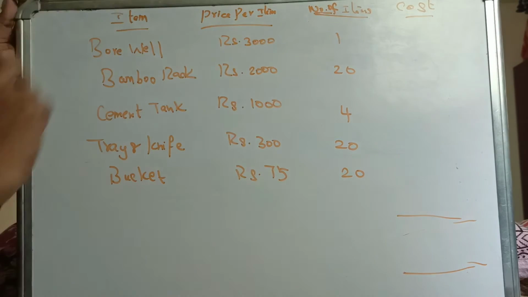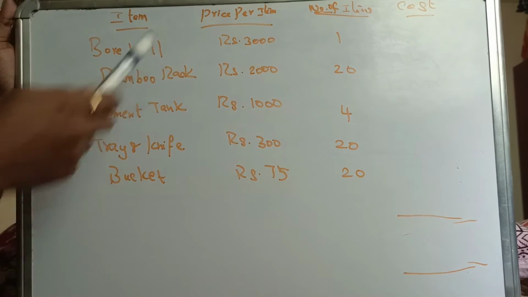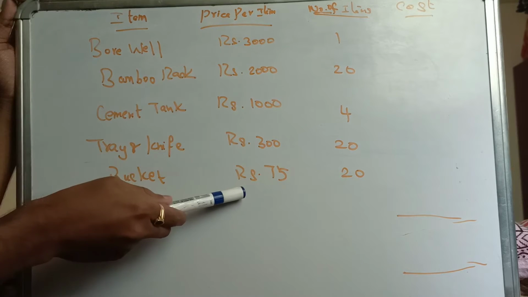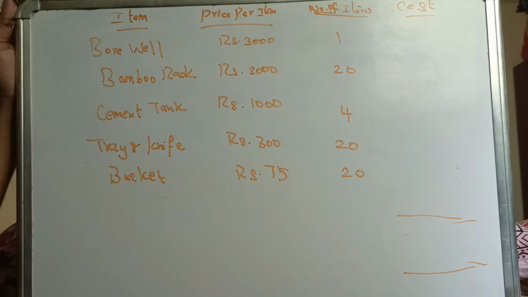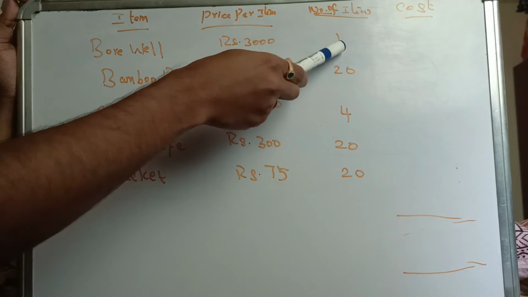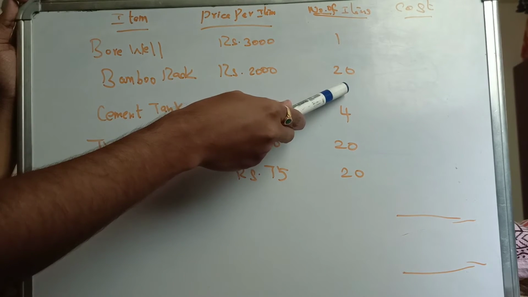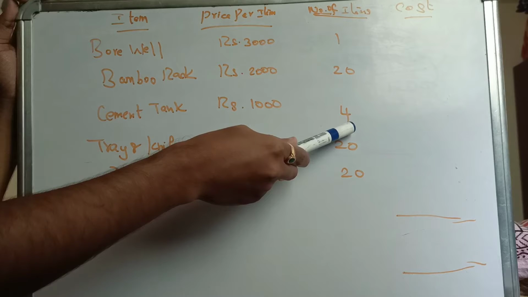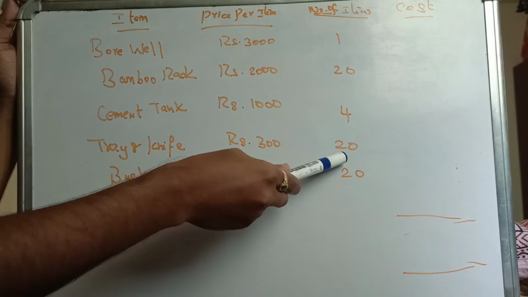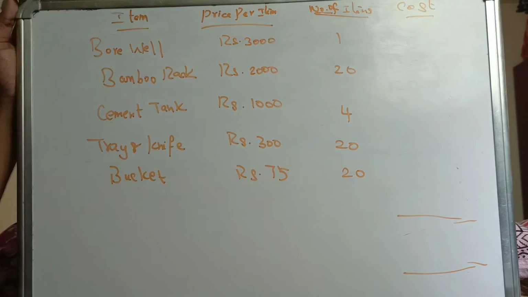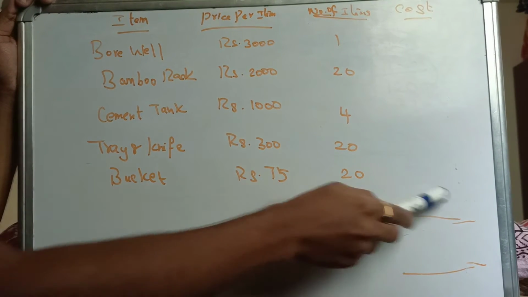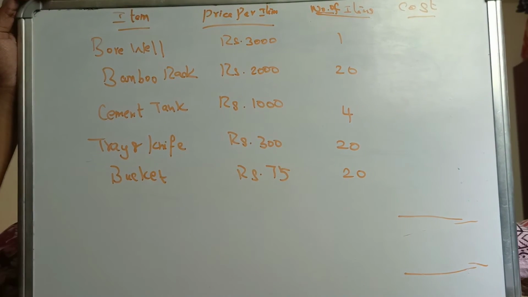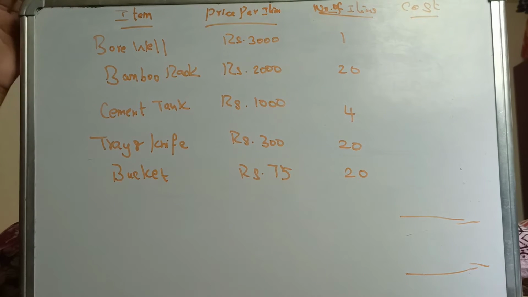Next is number of items. These are all the prices per item. But to set up a fish drying factory, you require 1 borewell, 20 bamboo racks, 4 cement tanks, 20 tray and knife sets, and 20 buckets. So now they are asking you how much is the total cost to set up the fish drying factory.